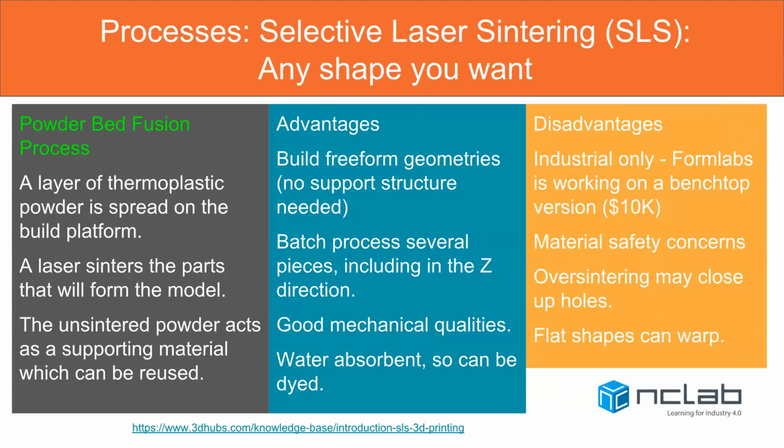How this works, this is a powder bed fusion process, and it's a layer of powder. So it's spread on the build platform, and then a laser sinters, or kind of welds, the parts that are going to form the model. And as you're building the model, the unsintered powder is still there, so it's acting as a support material. Once you're finished, you more or less shake it off, and then you can go rinse your model as well to clean it a little bit better. But that unsintered powder can be reused, so it's quite efficient.